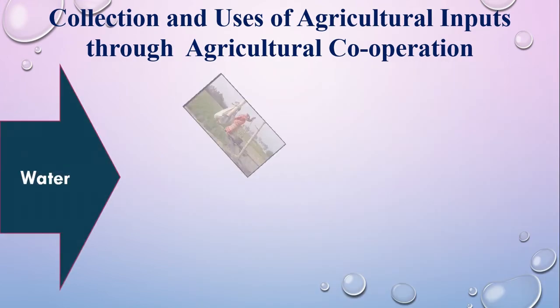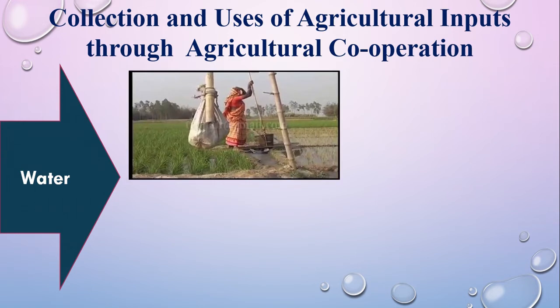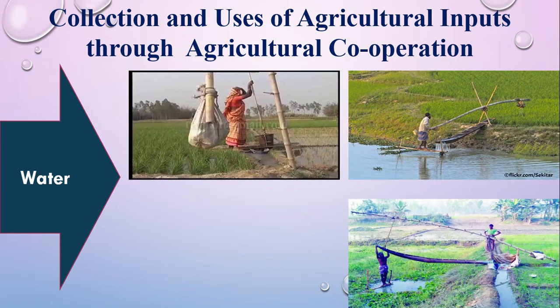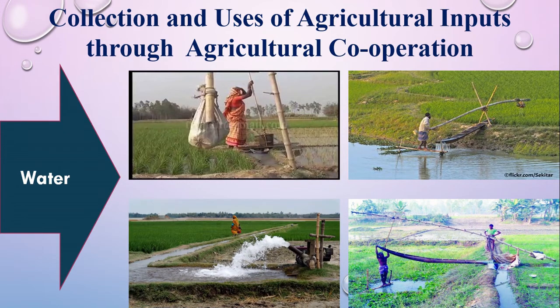water or irrigation. If you have a look, here is one irrigation system, here is another irrigation system, and here is another. In the first picture, the lady working here, this is the local irrigation system. So these three are local or traditional irrigation systems, because they do not have the money to buy an irrigation pump.